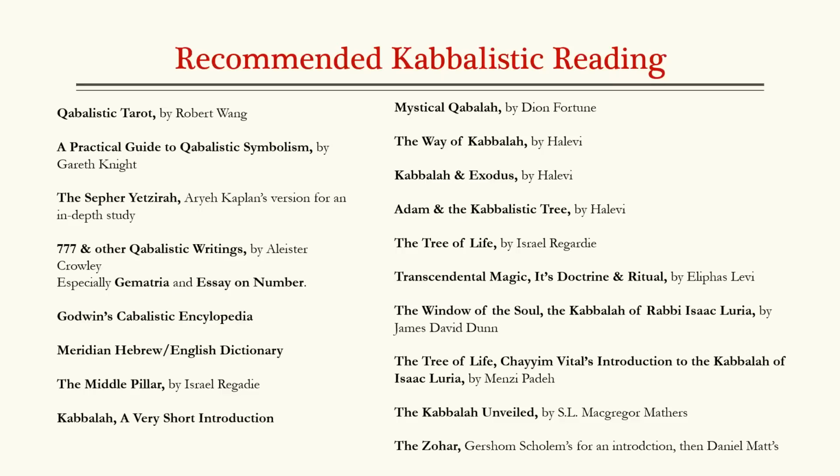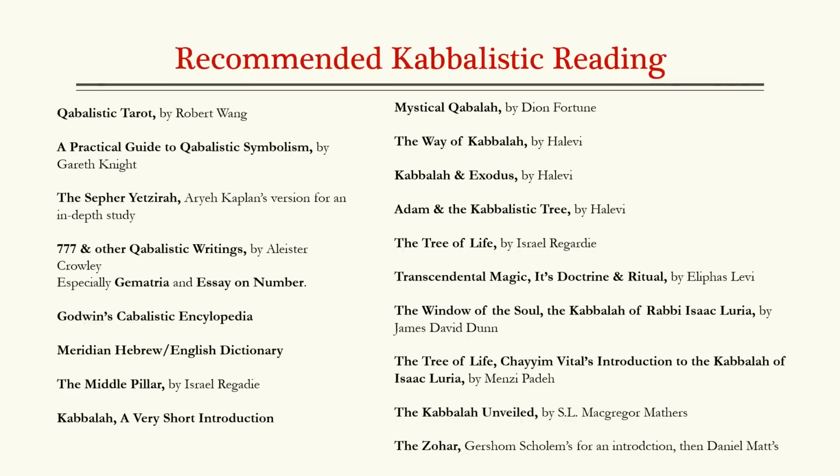Then there's the Tree of Life by Regardie. That's more of a study on magic in general and occultism in general than it is just Kabbalah. Transcendental Magic by Eliphas Levi is also more of a general occultism book, but it's just foundational. If you're going to do magic, you've got to read that book.